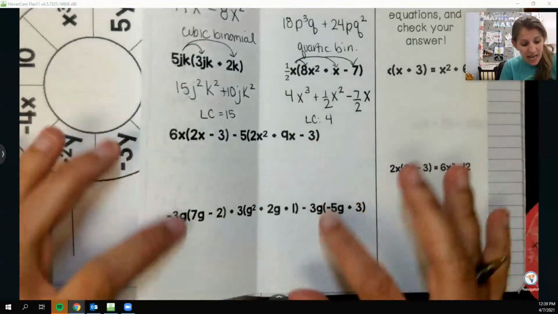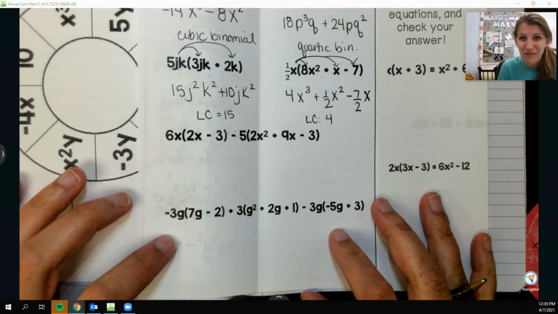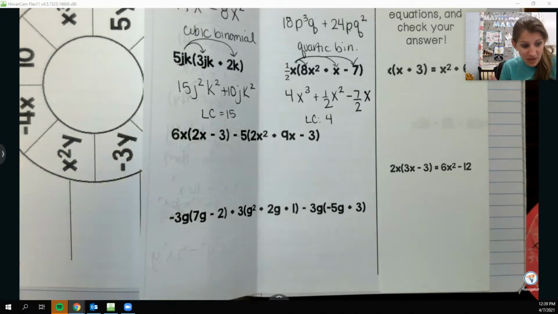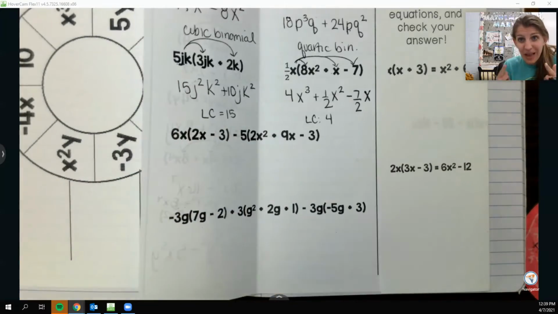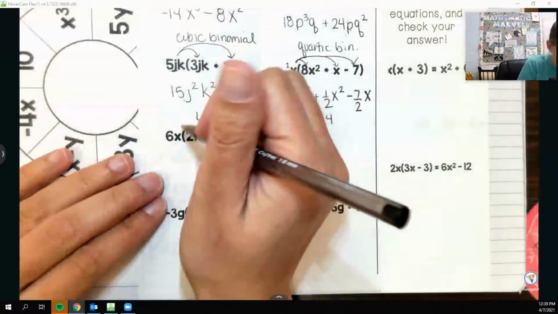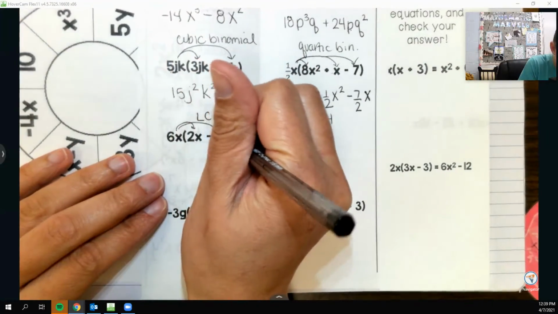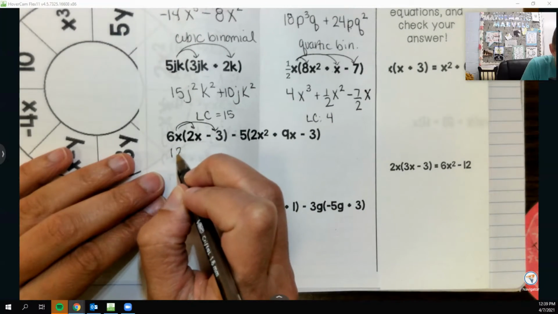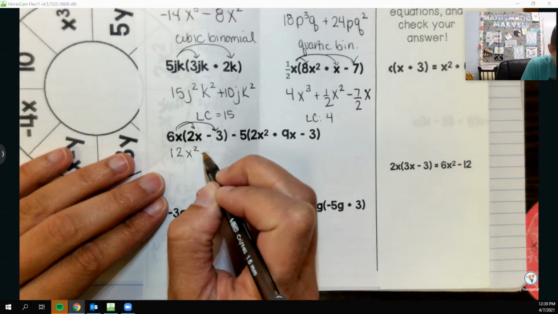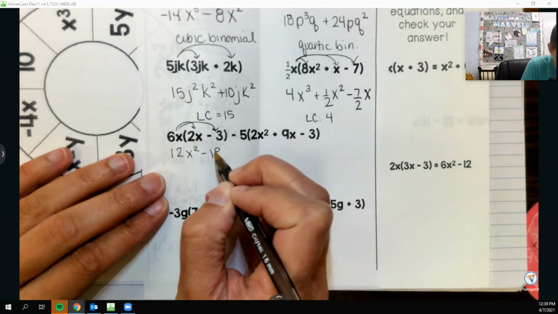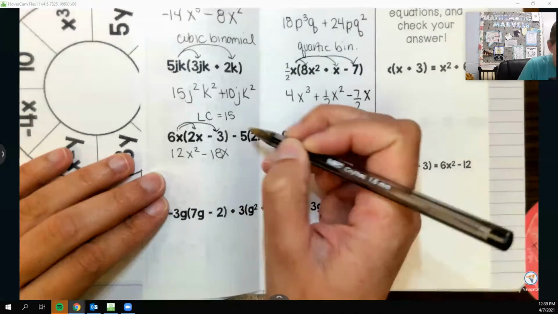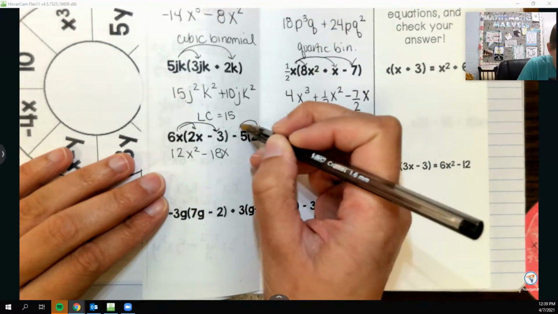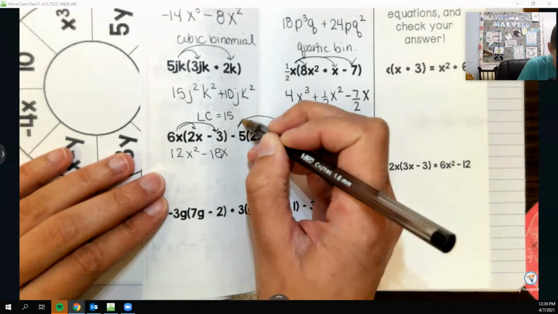Alrighty, these last two are monster problems. We have to multiply and then combine like terms on both. So here I'm going to distribute the 6x. So we'll have 12x squared minus 18x. And then here, really what I'm distributing is the negative 5.